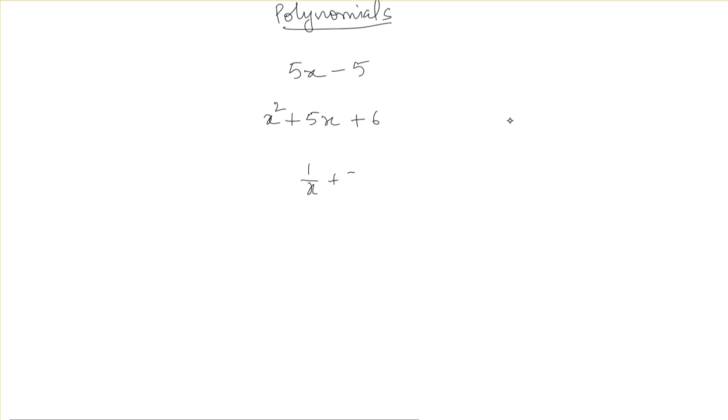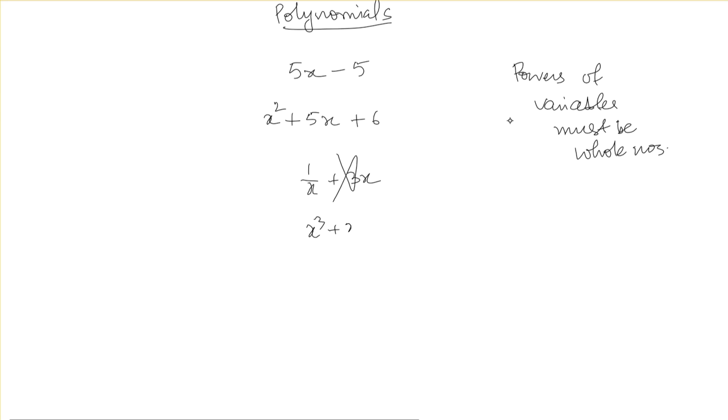1 by x plus 3x is not a polynomial, because the powers of x must be either 0 or positive integer. That means the powers of x must be whole numbers. Powers of variables must be whole numbers. x cube plus x square minus 24 is also a polynomial.